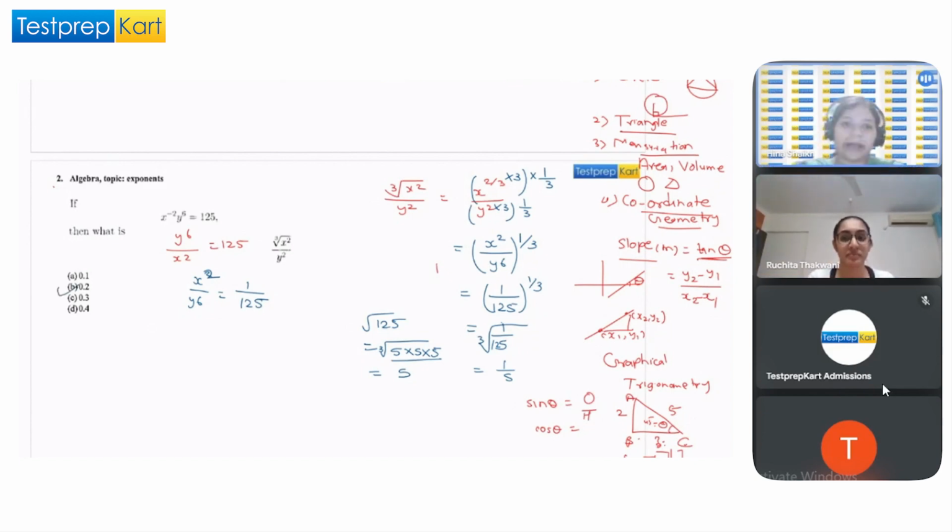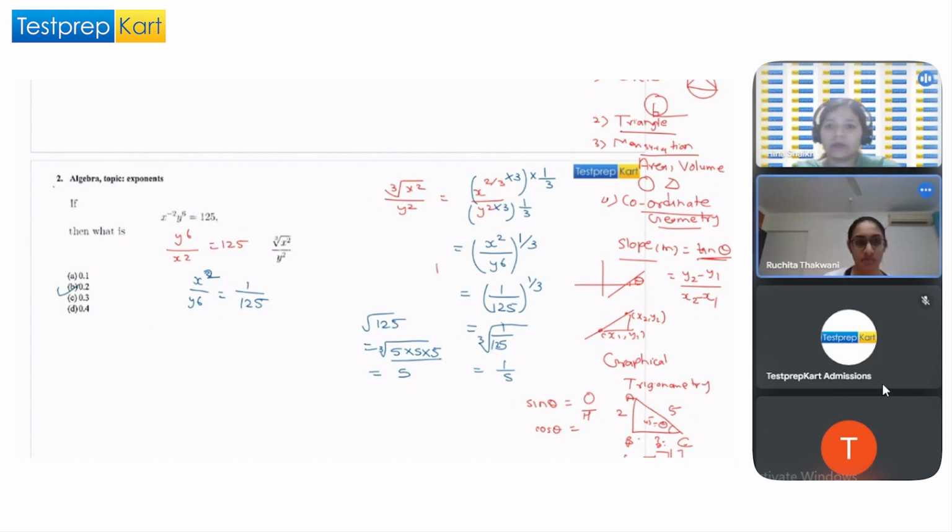Let's check it one more time. So what was given? X raised to minus 2, y raised to 6 is 125. And we have to find cube root of x square by y square. So first thing, what we can do, this is given in terms of numerator x and y. So what I did, just reverse it, x square by y raised to 6. So I got 1 upon 125. Now, if I observe here, what is there? X raised to 2 by 3 and here is y square. What I need to make, because the options are not given in terms of x and y.